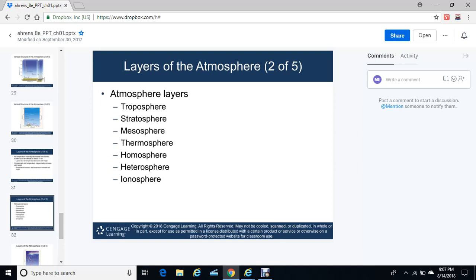And then the ionosphere is an area up in the thermosphere which is very important for long wave radio communications. The ionosphere is also the area where you would see the auroras, which are really cool.